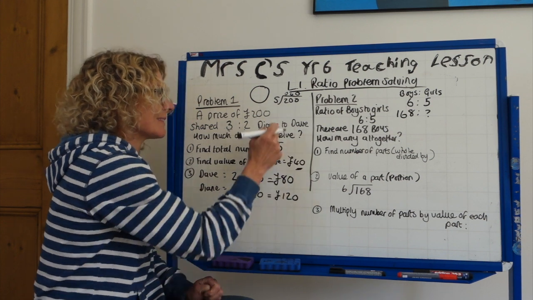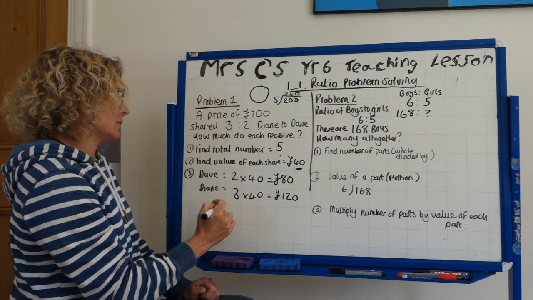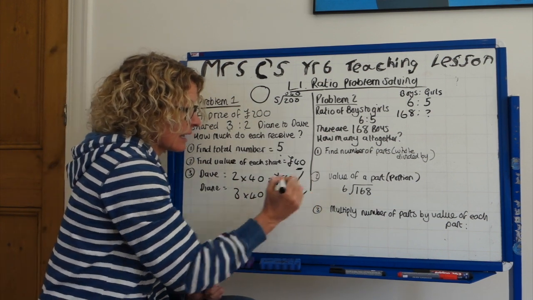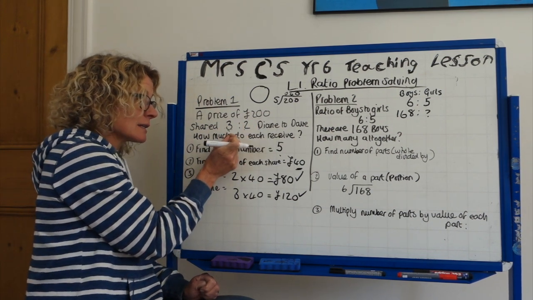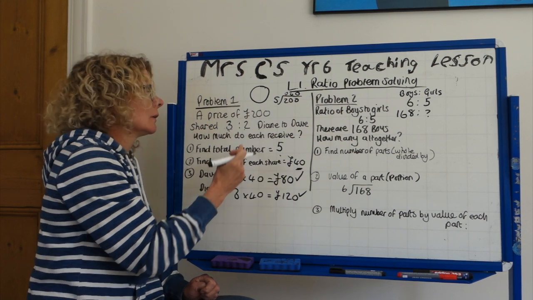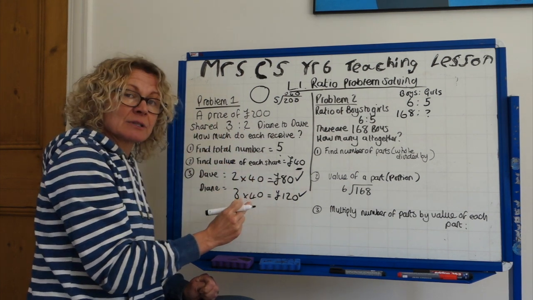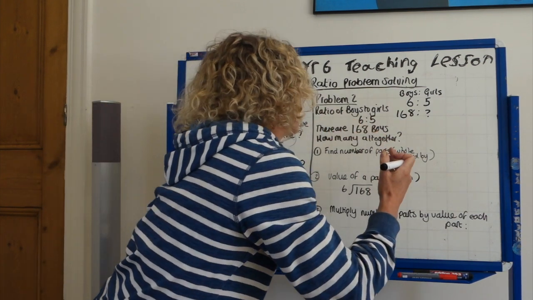So if you add those 2 together, you'll get back to the whole amount. We don't need to write the ratio there, do we? That is the answer: 80 and 120. So you find out the total number of shares, find out the value of 1, and then times that by what's in the ratio to find what each person is getting. Straightforward enough? Let's go on to problem 2.